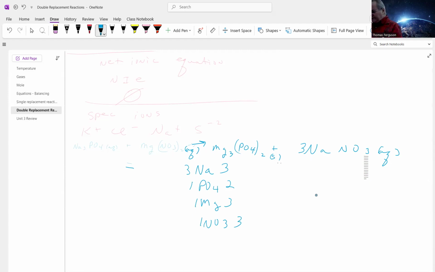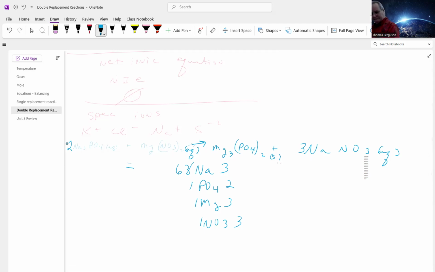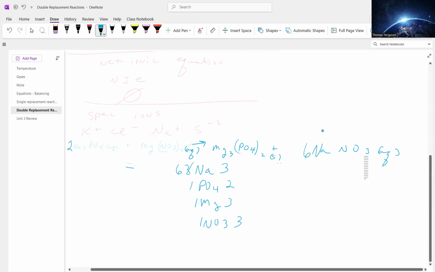Okay, phosphates. We need 2 on the left, so put a 2 here. That makes this 6 sodiums. And we have 3 on the right. So instead of 3, let's make it 6. So now we have 6 sodiums.